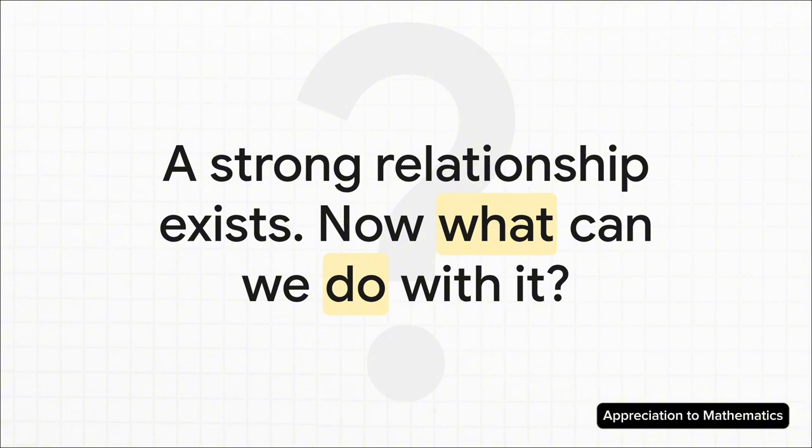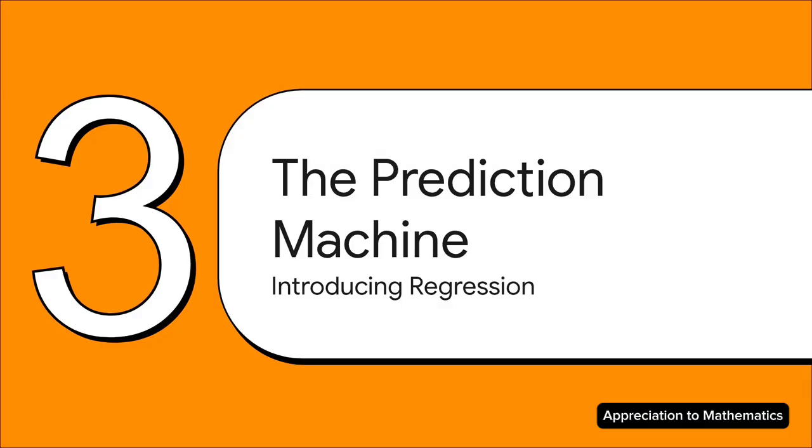Let's imagine we've run the numbers and voila, we found a strong correlation between studying and grades. Awesome, we know they're connected. But so what? What can we actually do with that information? Well, this is where our second tool, regression, makes its grand entrance.